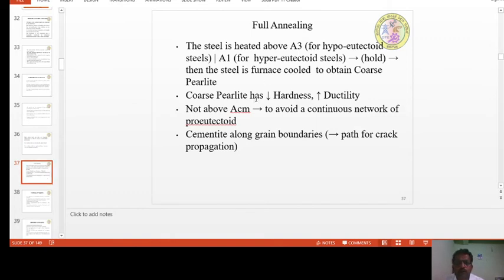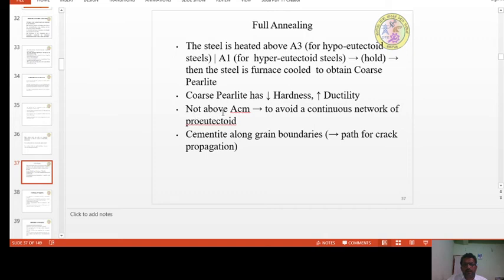And next, we will move on to another type of annealing, that is full annealing. The steel is heated above A3 for hypoeutectoid steels, and then above A1 for hypereutectoid steels. Hold it there. Then the steel is furnace cooled to obtain coarse pearlite. When you obtain coarse pearlite, then what happens? Coarse pearlite decreases the hardness and increases the ductility.